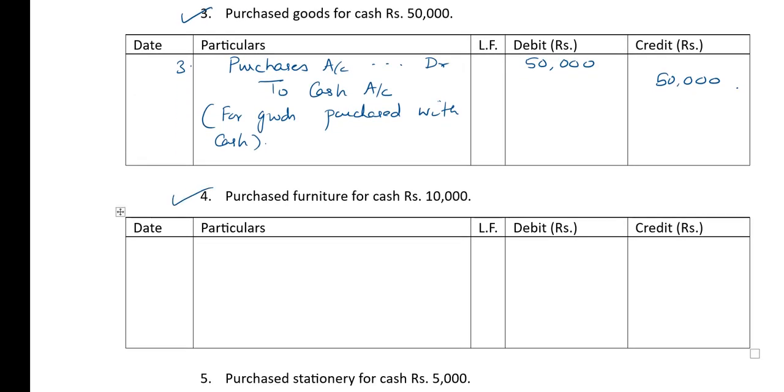Fourth transaction, purchased furniture for cash. This is also a cash transaction. The two items involved are furniture and cash account. Furniture is an asset. There's an increase in furniture from the point of view of the business, so we need to debit furniture account.